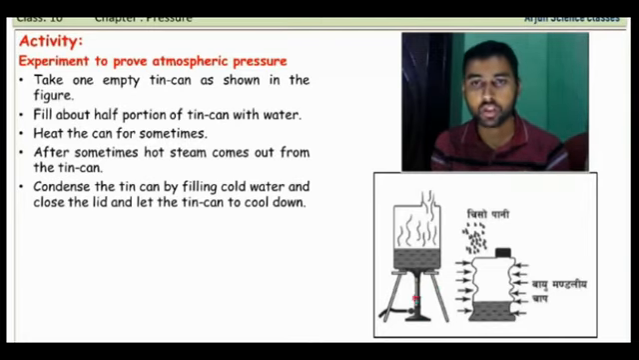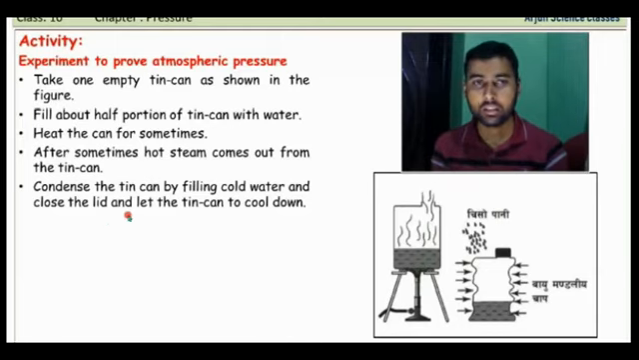this source of heat from here. Remove the source of heat which is situated just below the tin can, and then condense the tin can by filling cold water. Then fill some cold water over here.